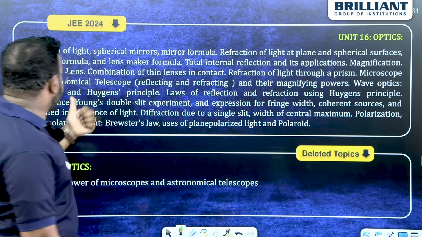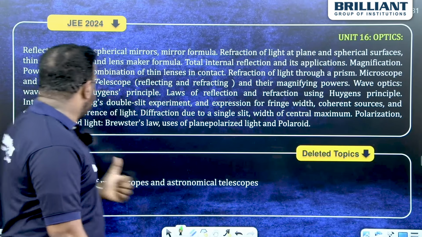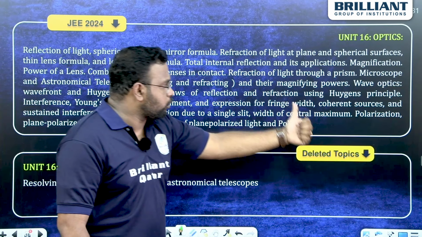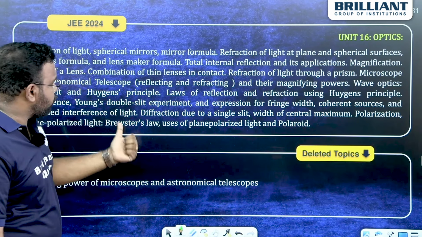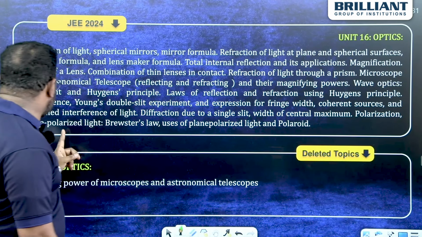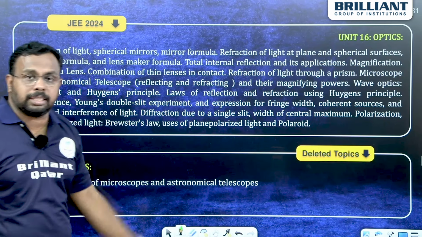In wave optics, wavefront, Huygens principle, laws of reflection and refraction using Huygens principle, interference, Young's double slit experiment, expression for fringe width, coherent sources, and sustained interference of light, diffraction due to a single slit, width of central maxima, polarization, plane polarized light, Brewster's law, uses of plane polarized light and Polaroid.